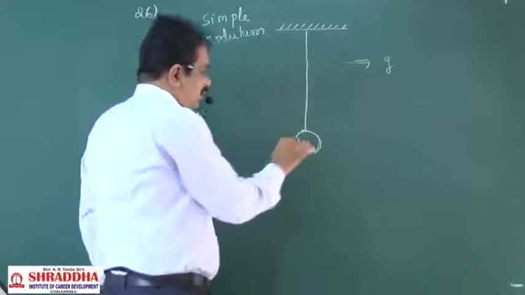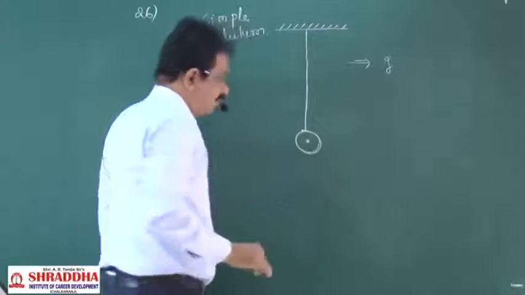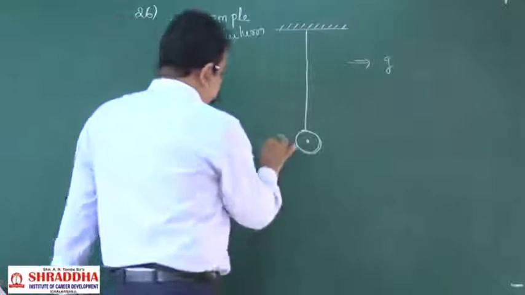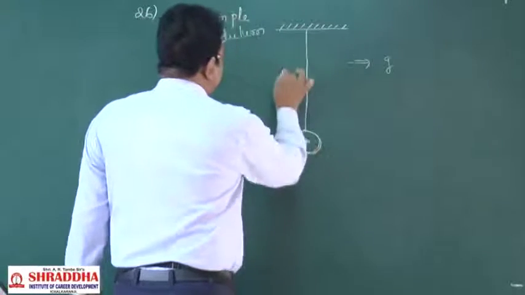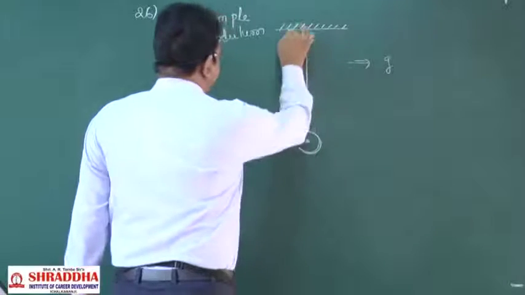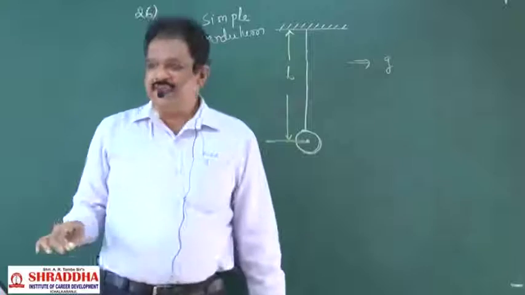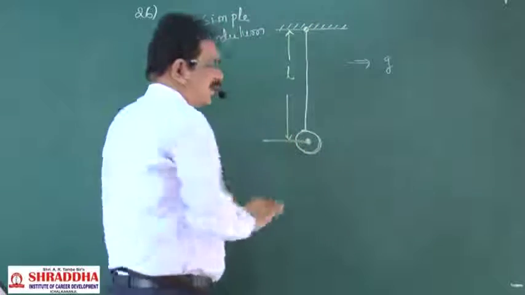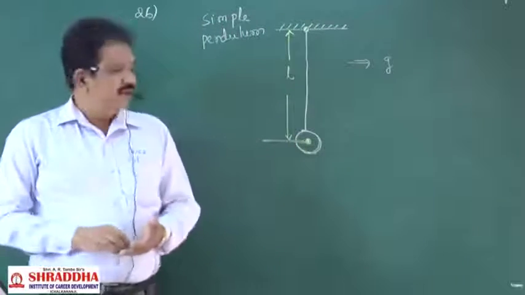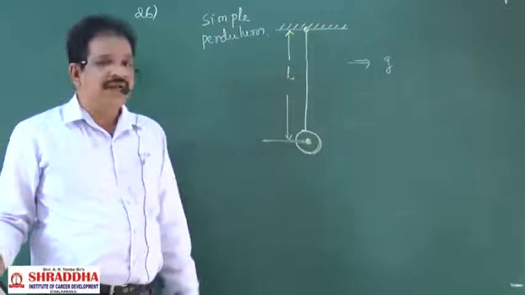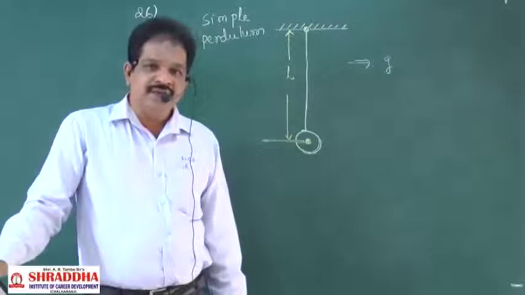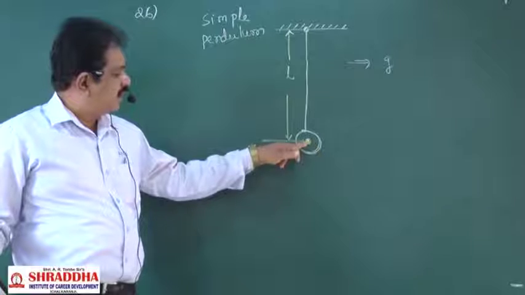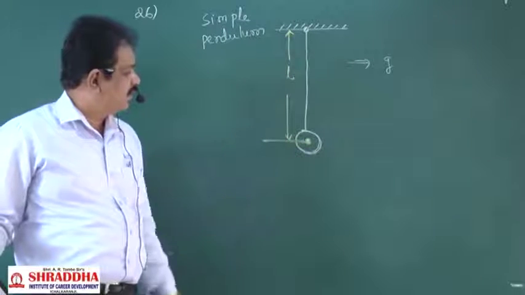Here, its center will be here, for this sphere this is the center. The distance between the point of suspension and the center of mass of the pendulum will be called the length of the pendulum. Is it clear? What is length of the pendulum? Distance between center of mass and point of suspension of the pendulum.